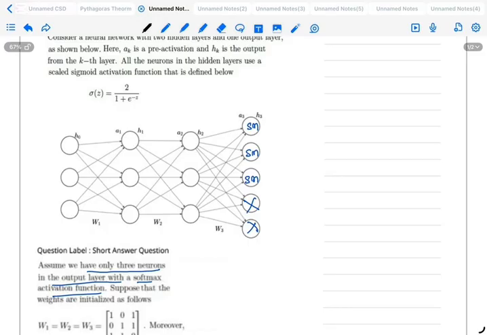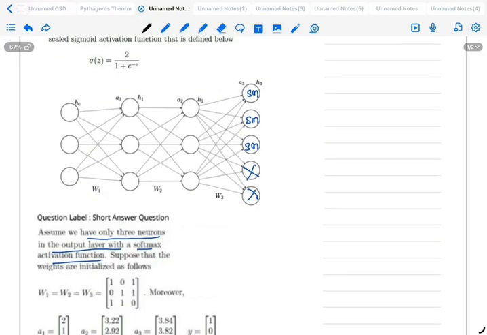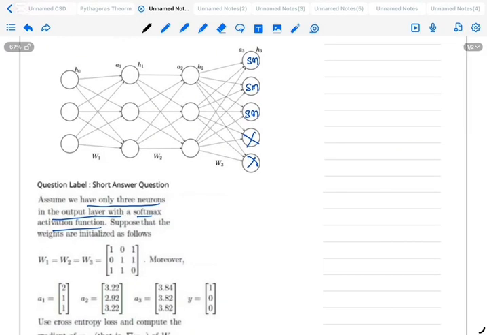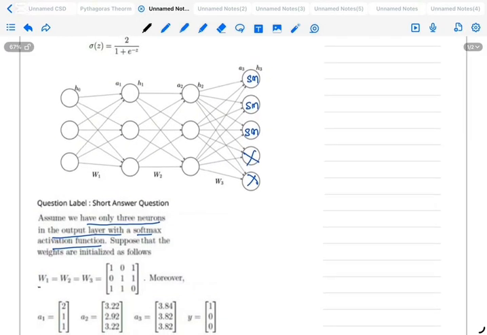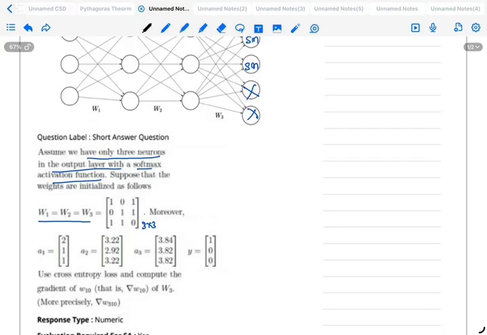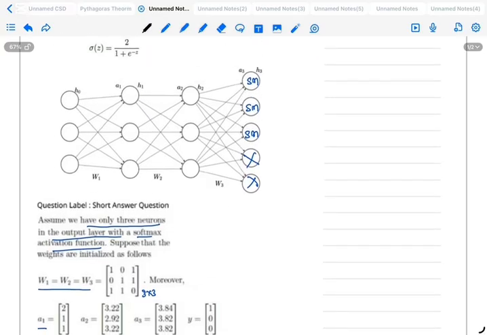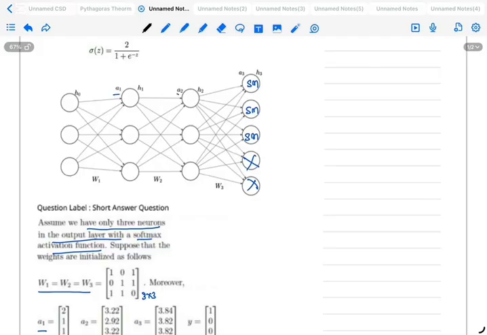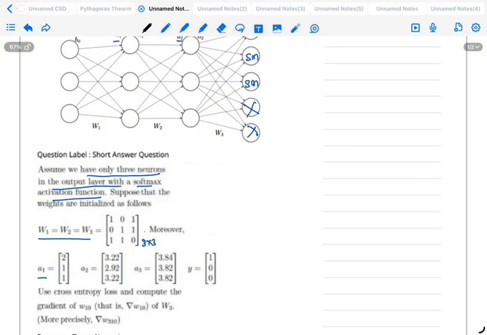Suppose that the weights are initialized as follows. That is, W1, W2, W3 all are equal. So W1, W2, W3 is a matrix of size 3 cross 3 given in the question. And A is a vector, a pre-activation vector. So this one is A1, A2 and A3. A1, A2, A3 are given in the question. And Y is also given in the question. Y is the true label.